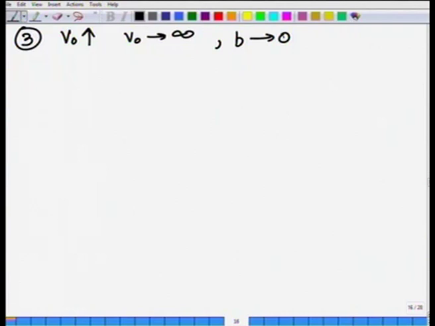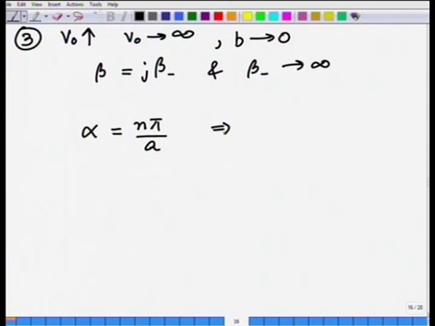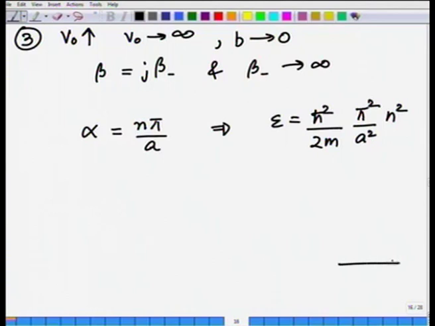If you use these expressions, then you can see that beta will go to j beta minus, and beta minus will go towards infinity in this case. You can check this out, and if you work through it, you can show that in this case alpha, I am not going to go through the whole thing, but alpha you will be able to show will be equal to n pi by a, which then says that energy is equal to h bar square by 2m, pi square by a square, n square. Remember, that is a discrete energy level, like a hydrogen atom. The particle in a box problem you will recover from this itself. Try this out yourself; consider this as an assignment, how to prove that this energy is equal to this quantity right here.